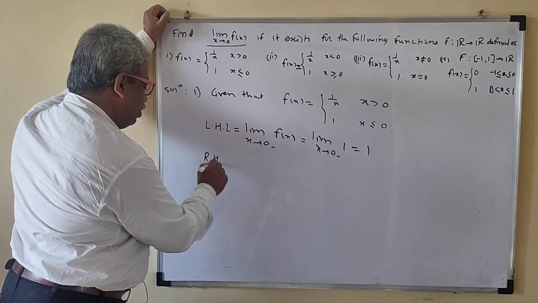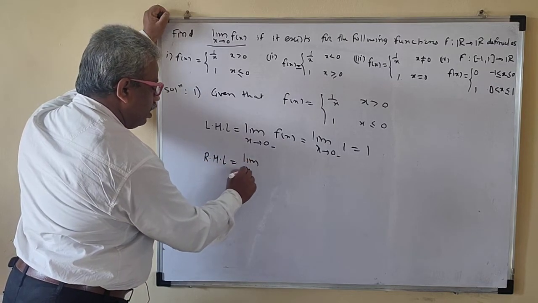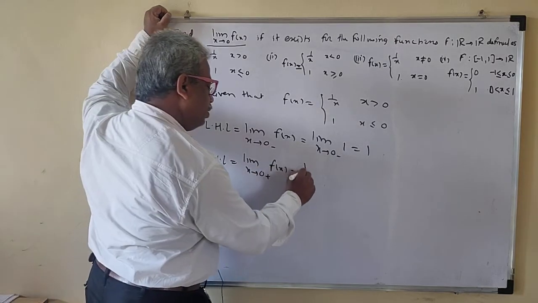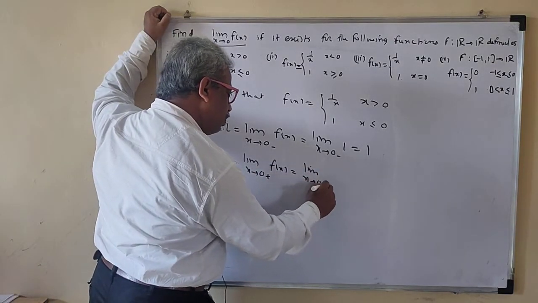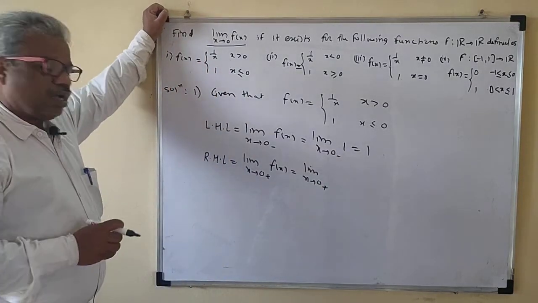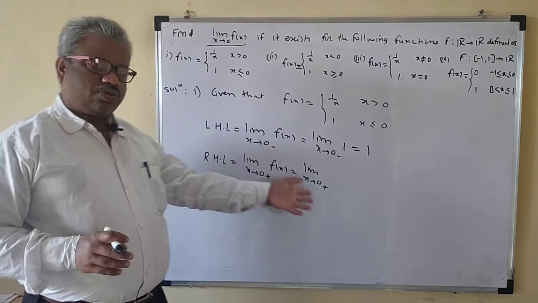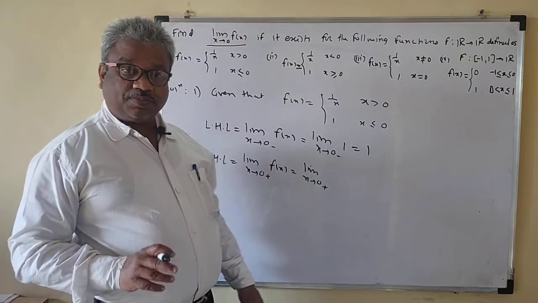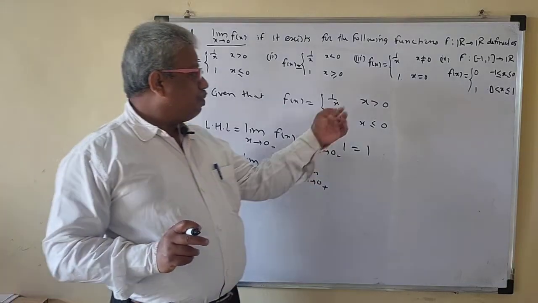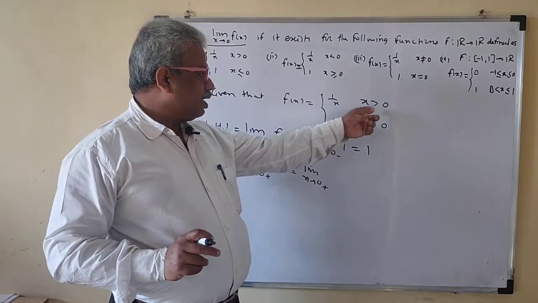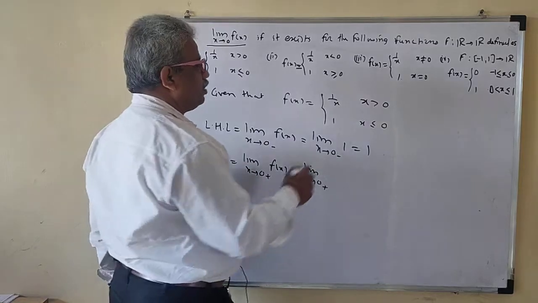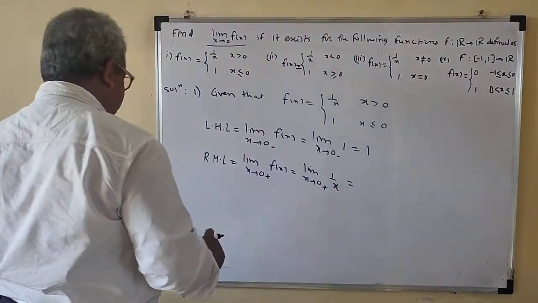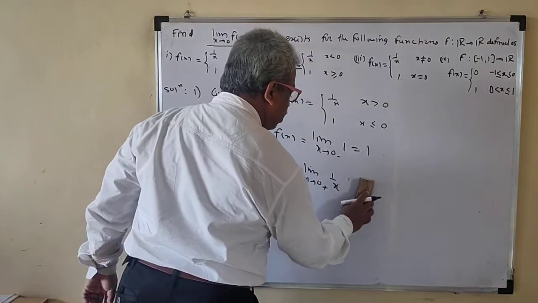Now we'll take the right hand limit, limit as x tends to 0 plus of f of x. Once you put the value of f of x, there is no need to write the x tends to 0 plus or 0 minus. x tends to 0 plus means x is greater than 0. What is the value of the function when x is greater than 0? It is 1 by x. So now this 1 by x is 1 by 0. This limit does not exist.